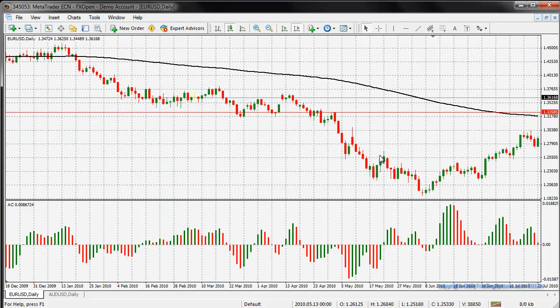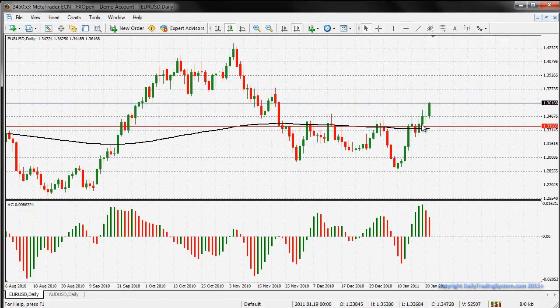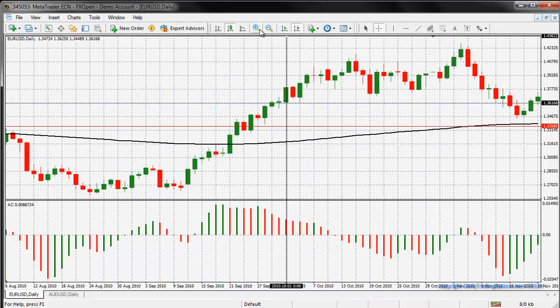It's not exactly the same as this one, because the signal we were looking at was this particular bar. Let me just zoom in.